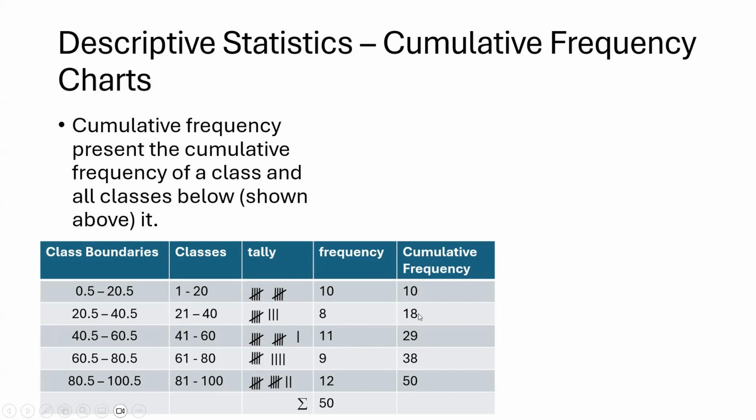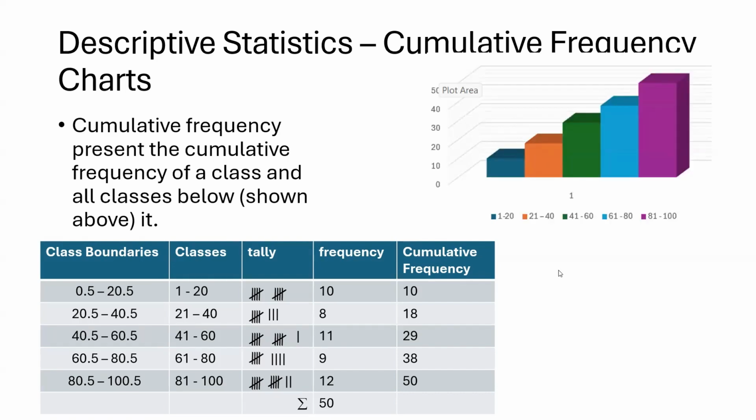Then for the next one, it's going to be 18 plus 11, 29. Then 9 plus 29, 38, and so on. And the cumulative frequency of the last interval should be equal to the total count of the data set. And this is the histogram for the cumulative frequency. You can see the increasing trend because the cumulative frequency bar chart or histogram is always going to be an increasing trend.